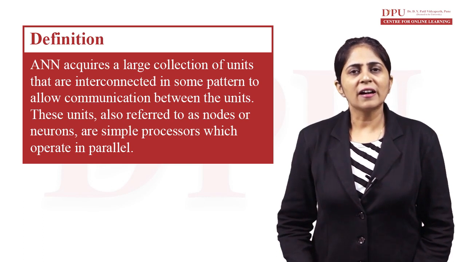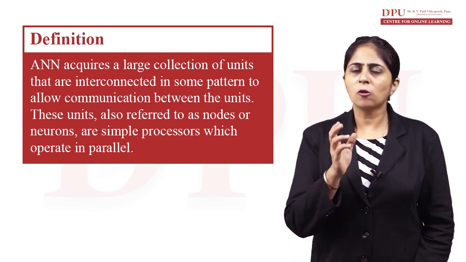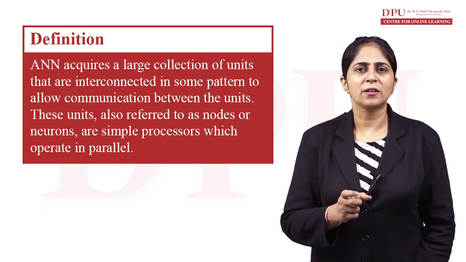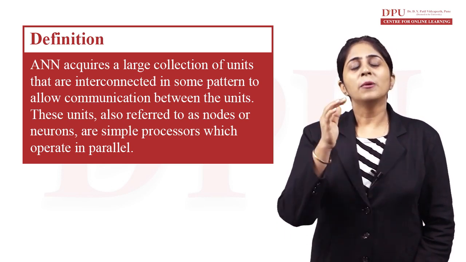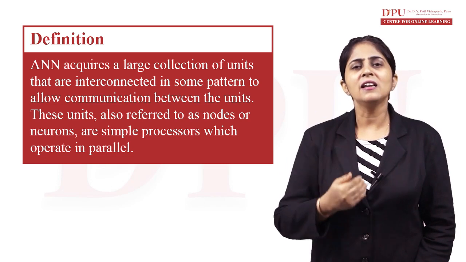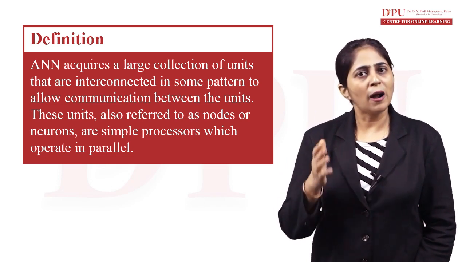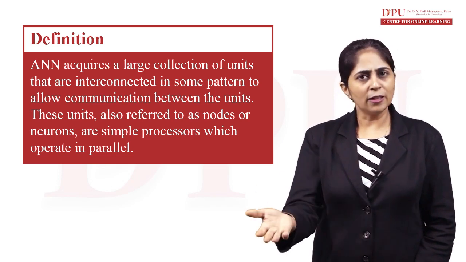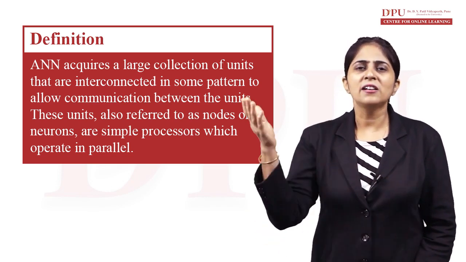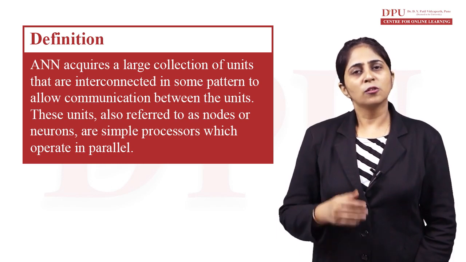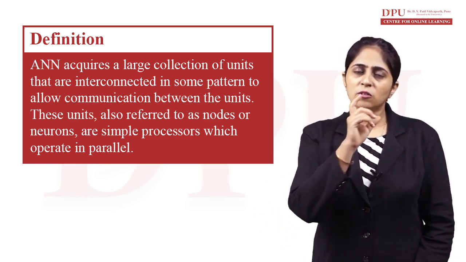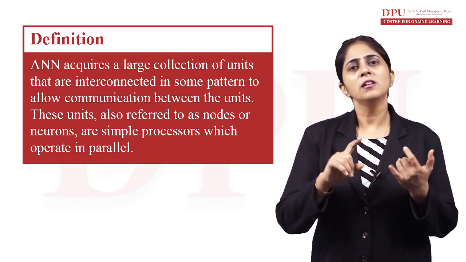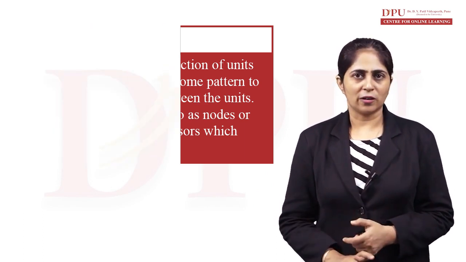So what is this artificial neural network? We call it artificial because we have created it. That is why the term artificial. Neural, because it has taken its motivation from our neurons. And we call it a network because it is a collection of a number of nodes. That is how we can define the term artificial neural network.